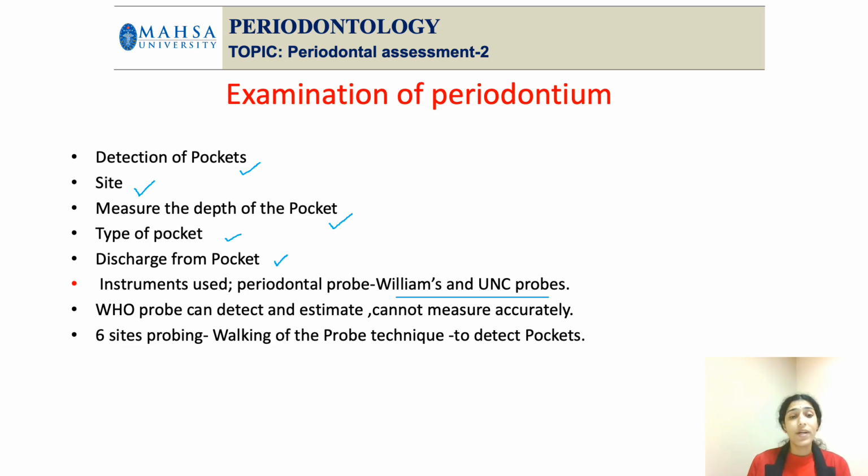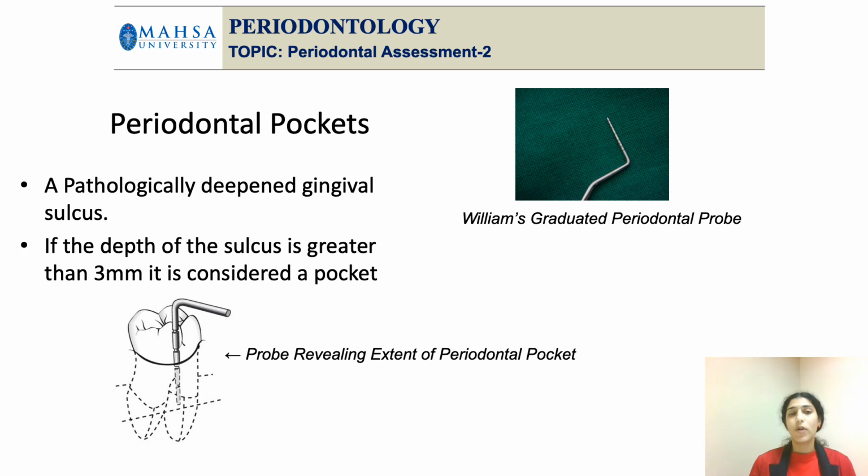So whenever we are probing, let us see how many sites we have to probe. It is usually 6 sites we are going to probe. Let us go into details one by one. The first among the various periodontal examinations which we need to do is verifying the presence of periodontal pocket by probing technique. So what is a pocket? A pocket is a pathologically deepened gingival sulcus. How do you know whether it is a pocket or a normal sulcus? If you measure it and it is more than 3 mm, it can be considered a pocket.